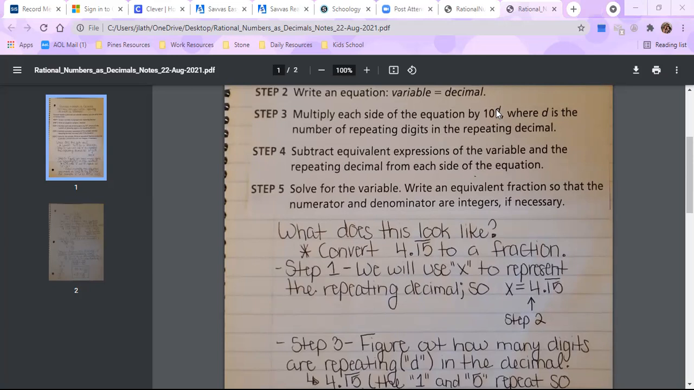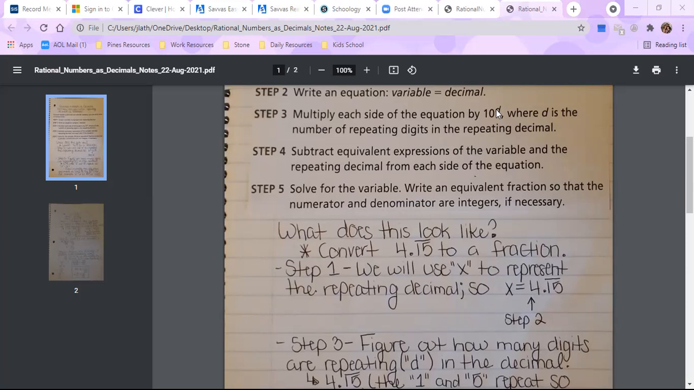1, 2, 3. Okay, so you will have a chance to play around with that. But just so you're aware, D is how many digits are repeating, not total digits. Because if you're looking at 4.15, that's 3 digits, but that 4 is not repeating. So it's how many digits are repeating. That is what your D is going to be.